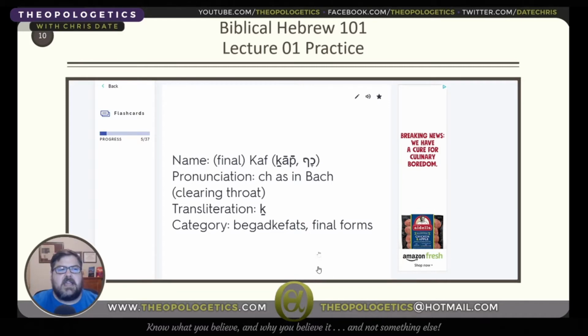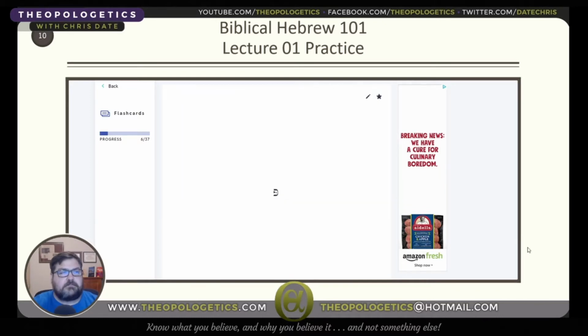I think I probably said K with a line over it. I meant under it. It can go over or under. It depends on whether the character extends below the baseline or not. In the case of K, it does not go into the baseline, so they put the line under it. But if this were a P or a G, then the line would go over the top, rather than under the bottom. And then, as I said, this is in the categories of begad kafats and final forms. Next character.